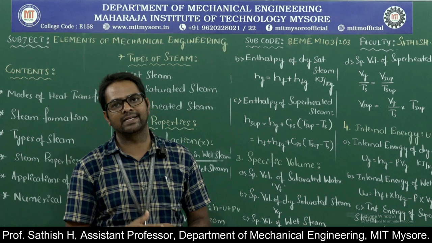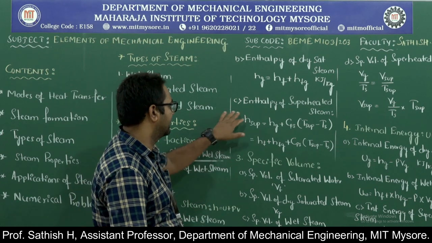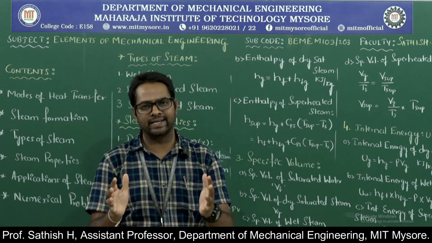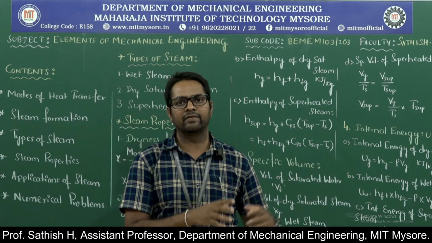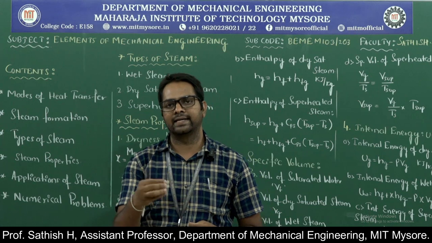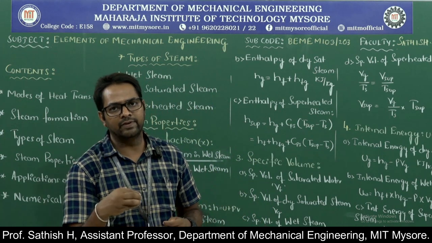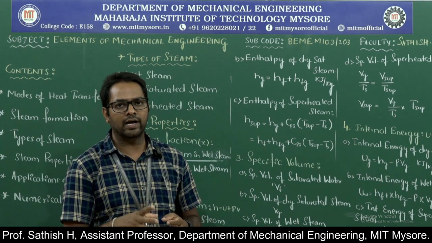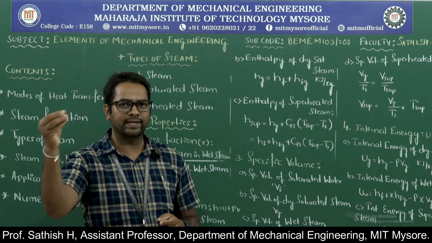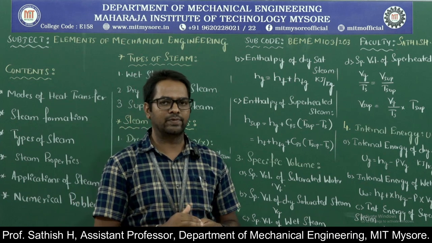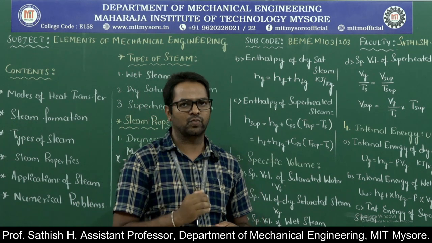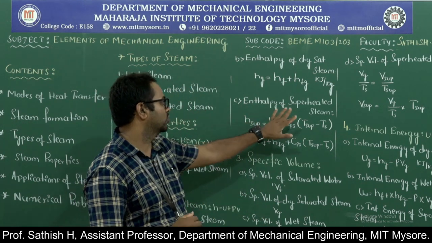I am going to repeat that definition. You take 1 kg of water whose initial temperature is 0 degree centigrade, at a given pressure P, and you keep on adding heat. How much heat has to be supplied to convert that 1 kg of water into 1 kg of superheated steam at a given superheated temperature and the corresponding pressure is called the enthalpy of a superheated steam.